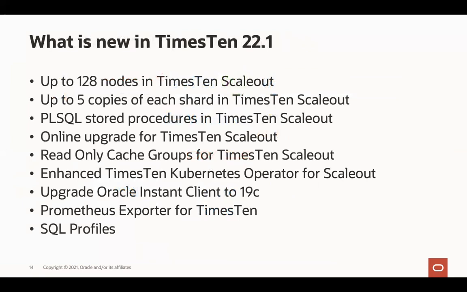So we've talked about TimesTen. It's been around for many years. In the latest version, TimesTen 22, these are some of the high-level items for new features. In TimesTen 22, we're now supporting up to 128 nodes or shards for TimesTen scale-out. That allows us to have more throughput, greater capacity, and effectively higher availability. We can also have up to 5 copies of all of those shards, depending on your availability requirements.